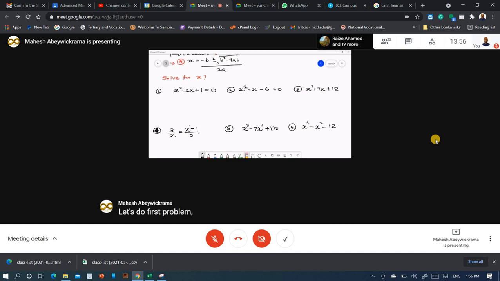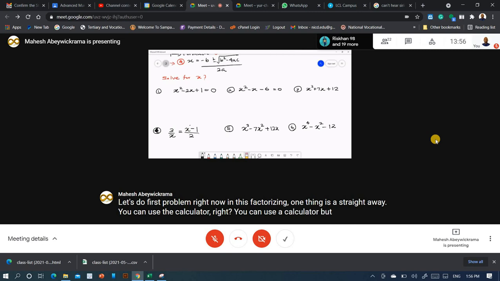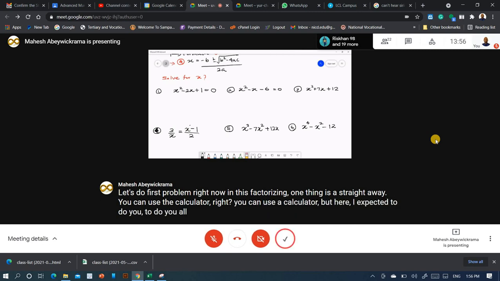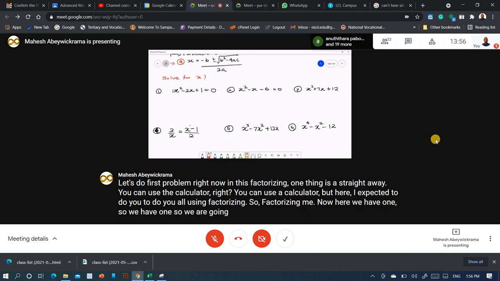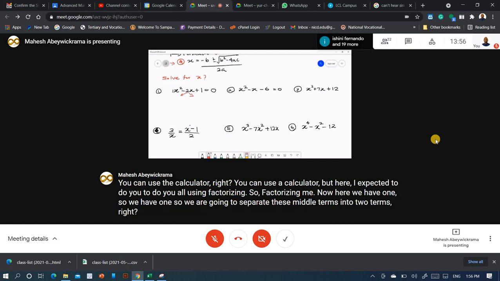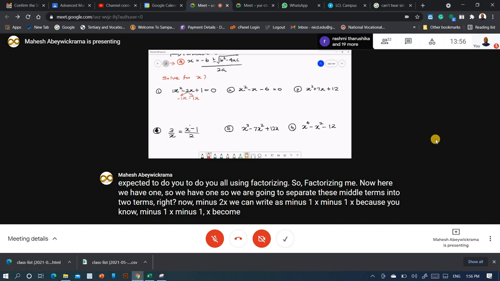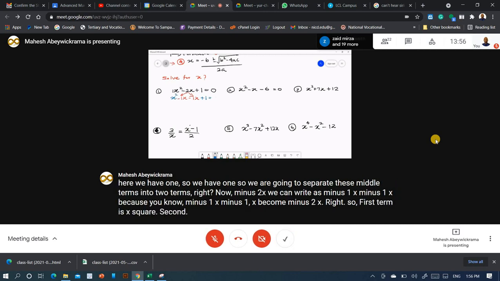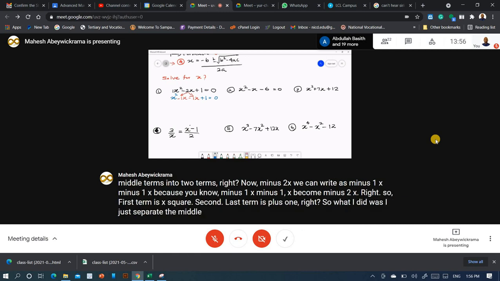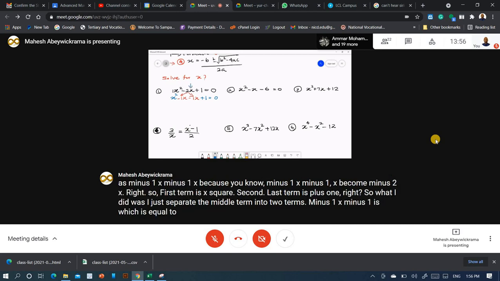Let's do the first problem, right? Now, in this factorizing, one thing is you can straight away use the calculator, but here I expected you all to do it using factorizing. Factorizing means, here we have 1, here also we have 1. So we are going to separate the middle term into two terms. Minus 2x we can write as minus 1x minus 1x, because minus 1x and minus 1x become minus 2x. So the first term is x square, the last term is plus 1. I just separated the middle term into two terms, minus 1x minus 1x, which equals minus 2x. Now here we can take x out, x minus 1, and another minus 1 from here, x minus 1, right?